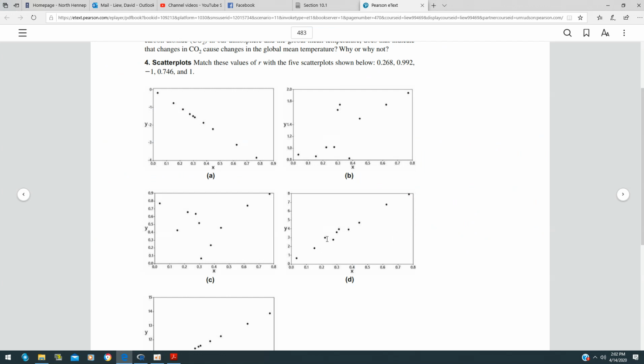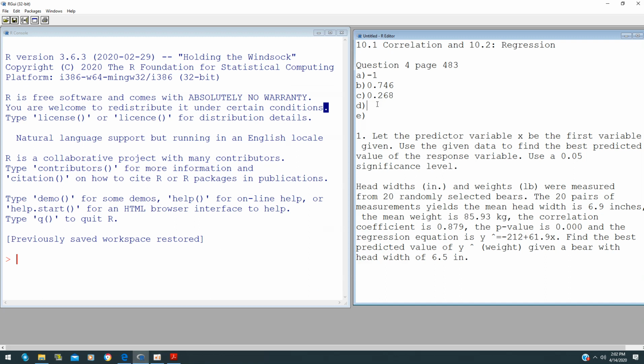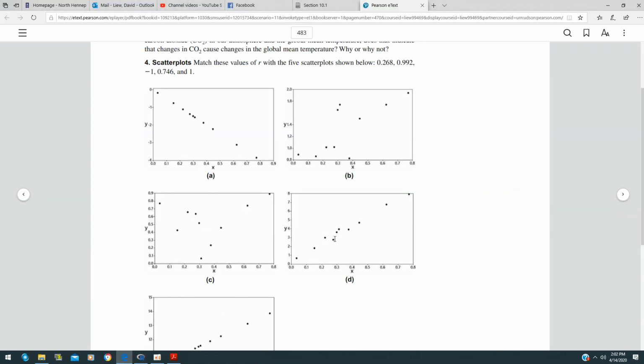Question D looks like a positive correlation. However, there are some points, not a lot of points, that are not right on the line. It's not perfect, but it's close to perfect. So your correlation in this case will be 0.992. It's close to perfect because 1 is considered perfect, and it's positive because your slope is positive.